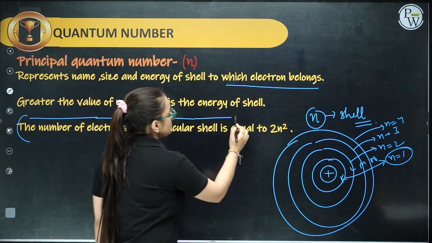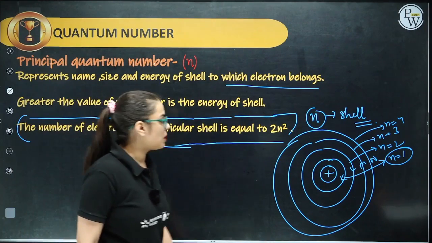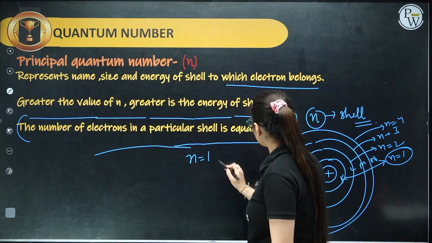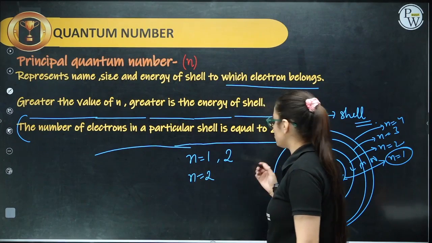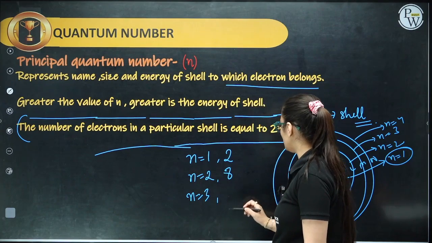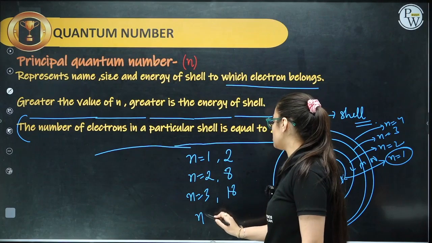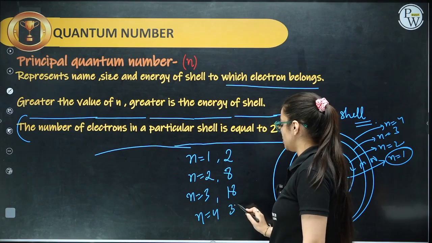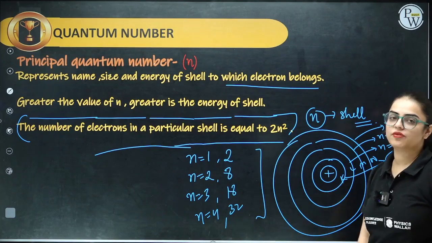The number of electrons in a particular shell is equal to 2n square. Put the value of n in. What will you get? When n is equal to 1, how many electrons? 2. When n is equal to 2, how many electrons? 2 into 4, that is 8. When n is equal to 3, what is the value? 18. When n is equal to 4, how many electrons? 32. So in this way you can find the number of electrons in each and every shell.